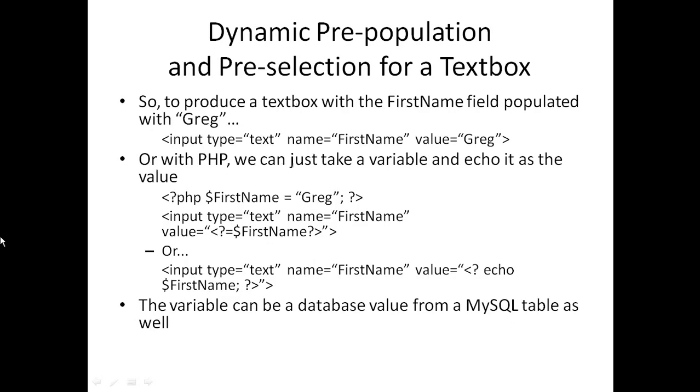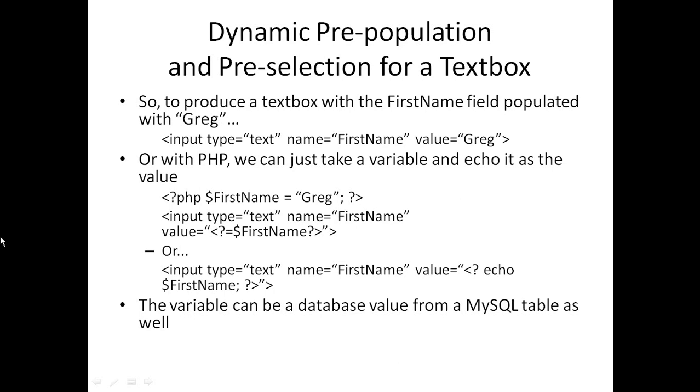Here's an example. So to produce a text box with a first name field pre-populated with Greg, we use input type equal text, name equal first name, or whatever value for the variable you want to have, and then value equal Greg. Then we'll actually have a text box that will already have text in it with the word Greg. Or with PHP, we can just take a variable and echo it as the value.